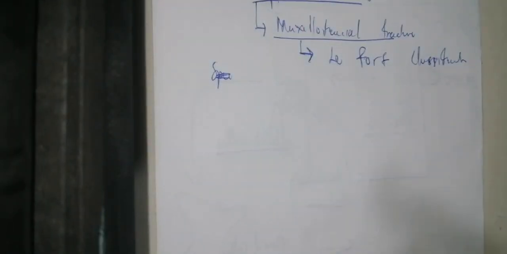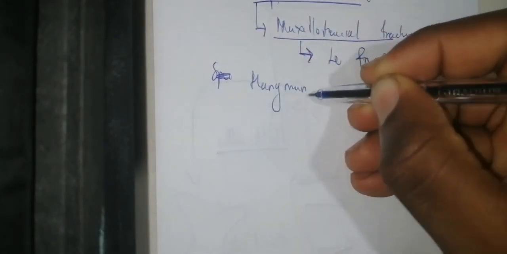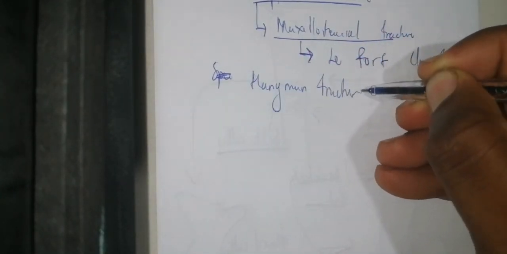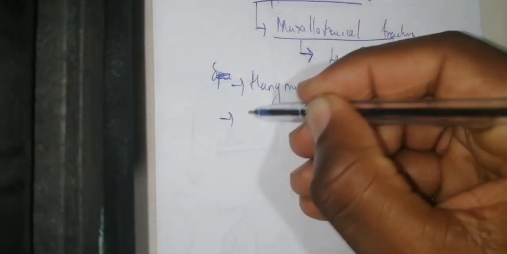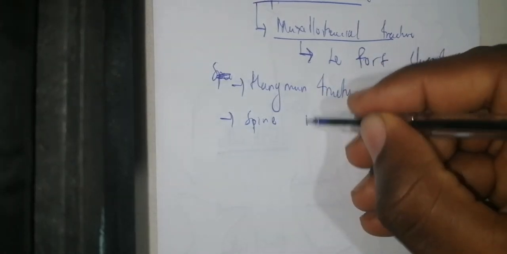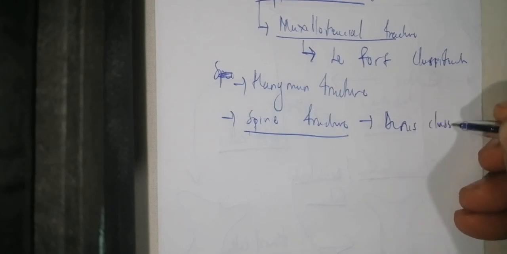Now, another fracture that you can have is the spine fracture. Is it clear? You can have the hyoid fracture. The hyoid fracture can be involved in the case of a hangman fracture. You have a hangman fracture in both the hyoid and the spine. Is it clear? Spine fracture is associated with which classification? The Denis classification. Is it clear?